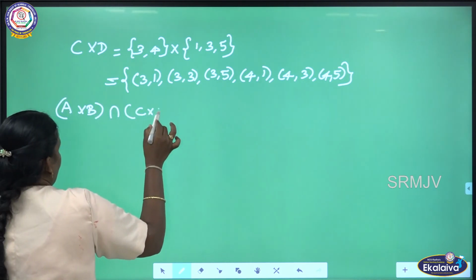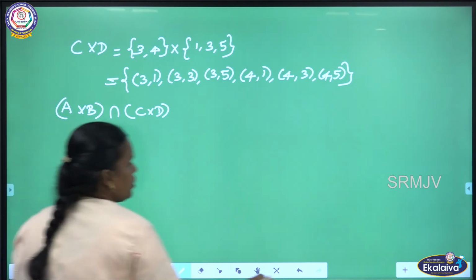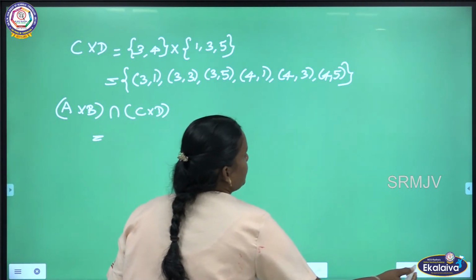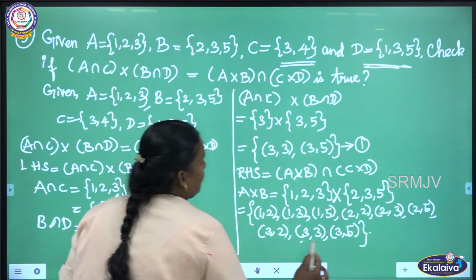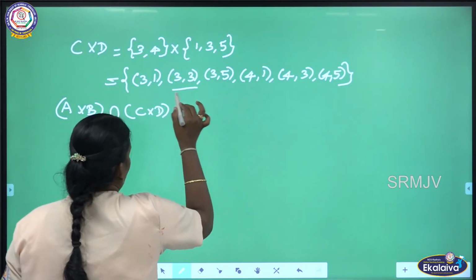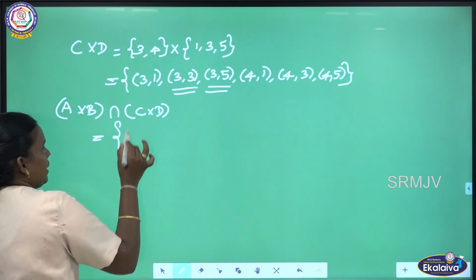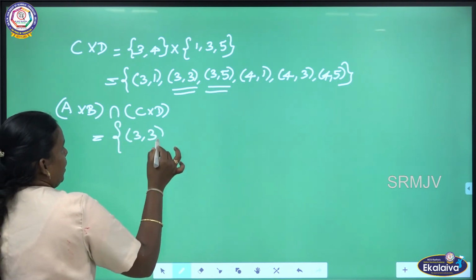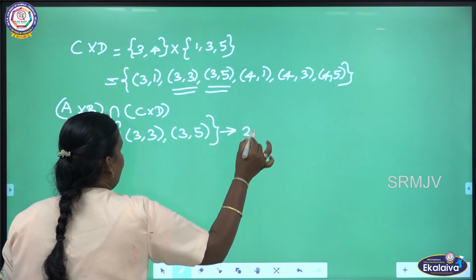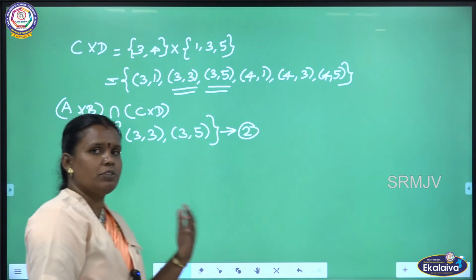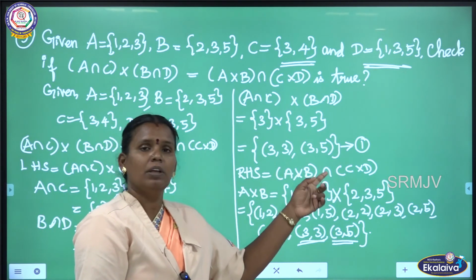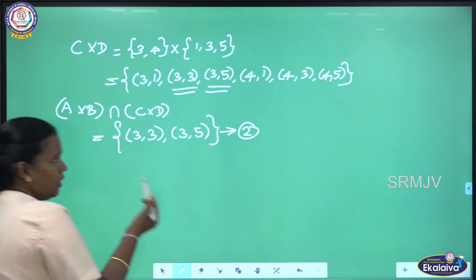Then we have to find the intersection part for (A cross B) intersection (C cross D). In A cross B and C cross D, we have to observe what elements are common. While you observe, here we have the common pairs (3, 5) and (3, 3), and here also we have the common pairs (3, 3) and (3, 5). I mention this intersection as {(3, 3), (3, 5)}. Make this equation number 2. So already in the first equation we also got the same ordered pairs (3, 3), (3, 5), am I right? So the same pairs we get in the second equation.